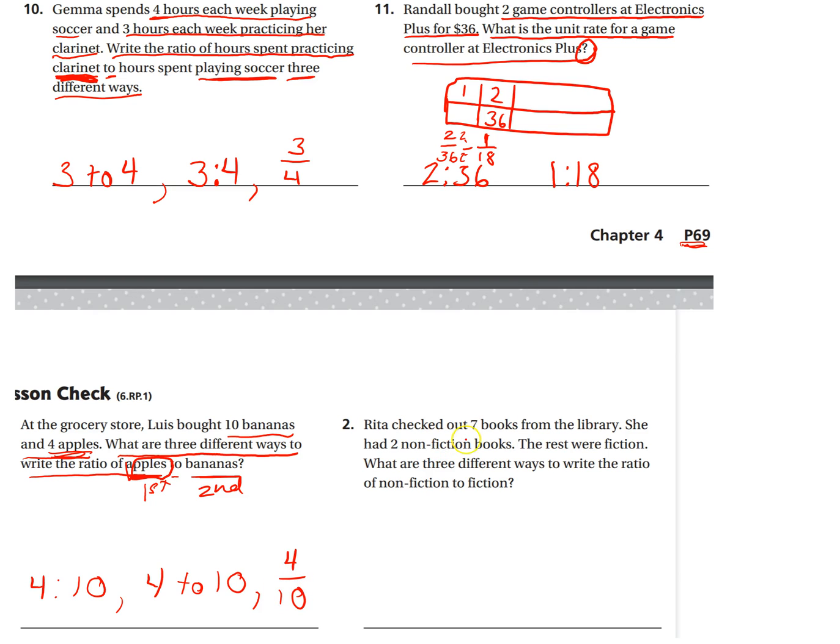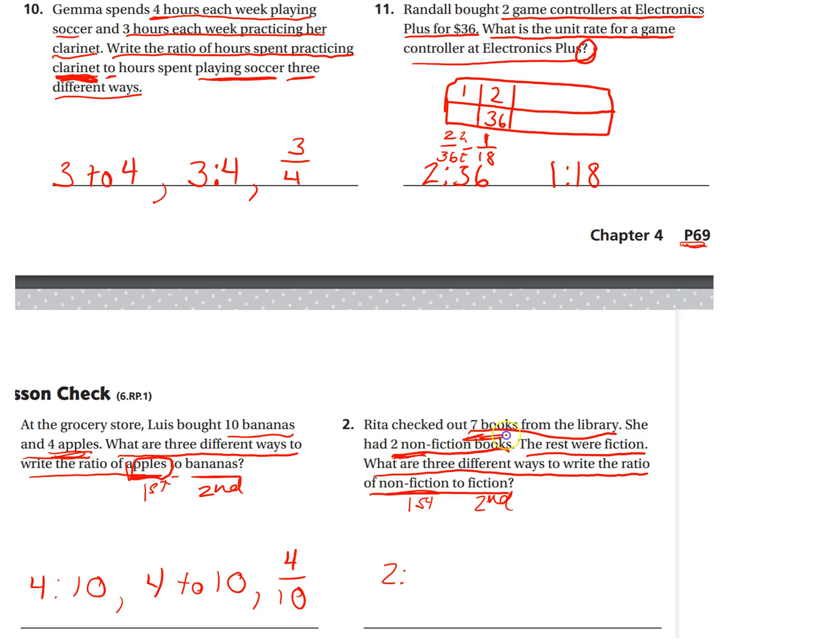Right, number 2. Rita checked out 7 books from the library. She had 2 nonfiction books. The rest were fiction. What are 3 different ways to write the ratio of nonfiction to fiction? So, nonfiction, there were 2, so that's my first number. And then fiction is my second number. So nonfiction, it says 2.